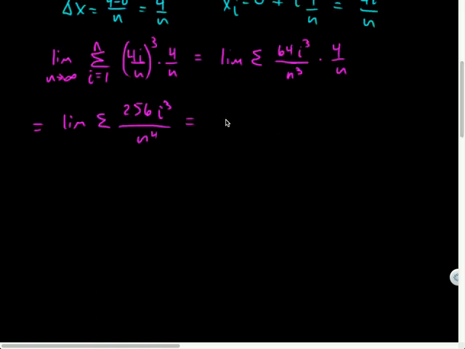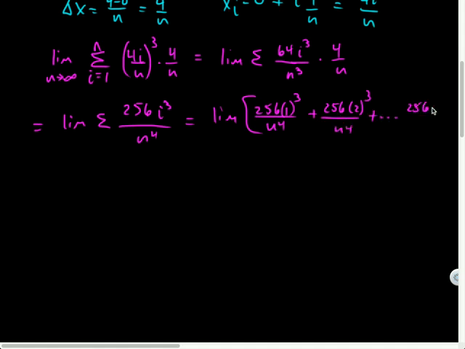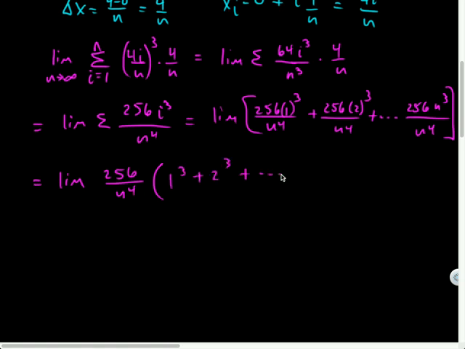Now when I actually expand this out, this will be the limit of 256 times 1 cubed over n to the 4th plus 256 times 2 cubed over n to the 4th plus ... 256 times n cubed over n to the 4th. The way I deal with that is I factor out whatever I can. Each of these terms has a 256, and each is divided by n to the 4th, so I can factor out 256 over n to the 4th, leaving me 1 cubed plus 2 cubed plus ... all the way to n cubed. That's an ellipsis there.